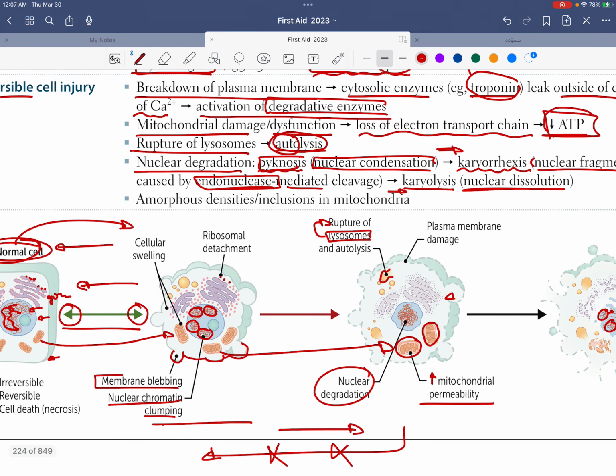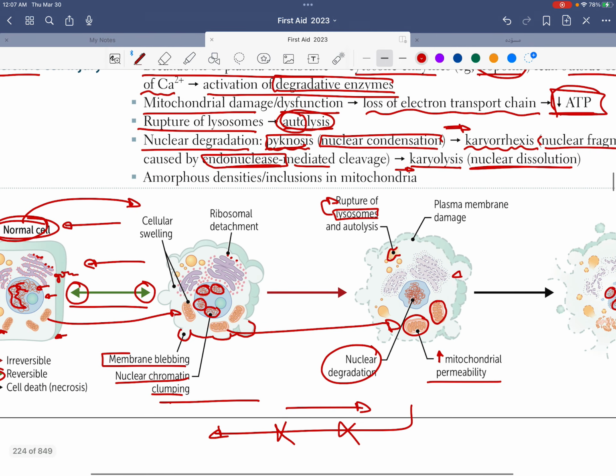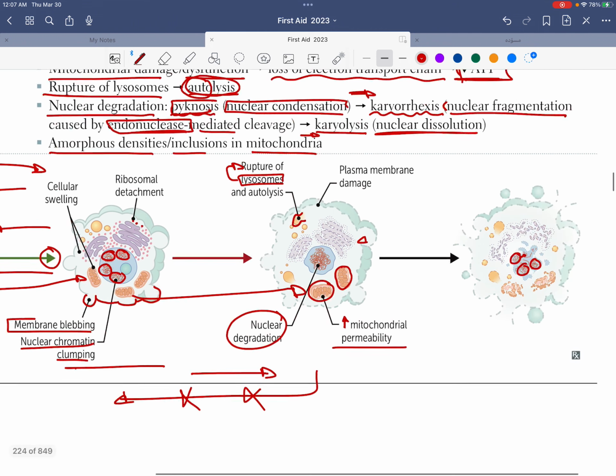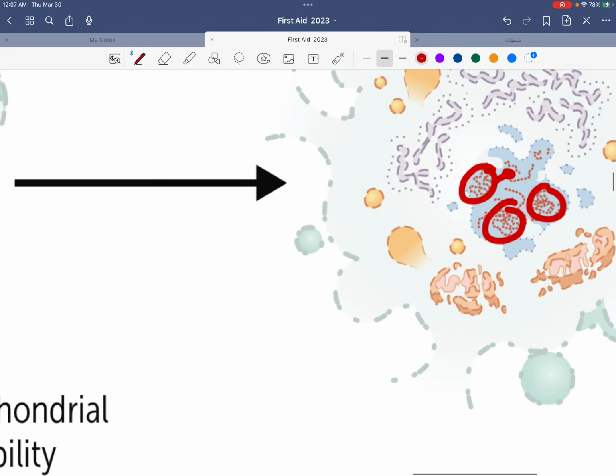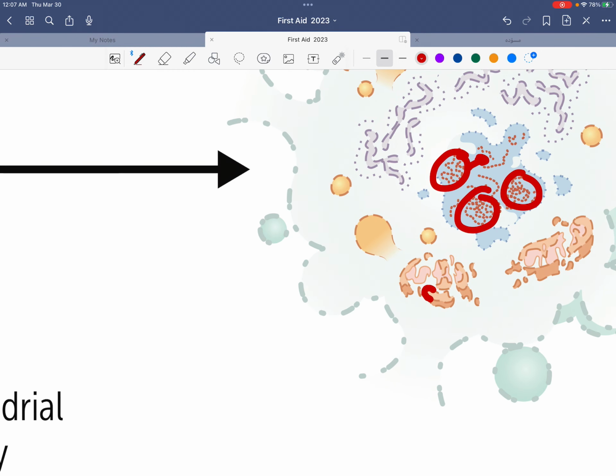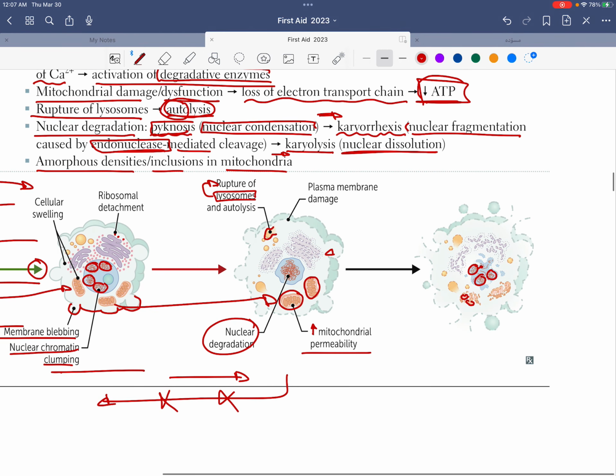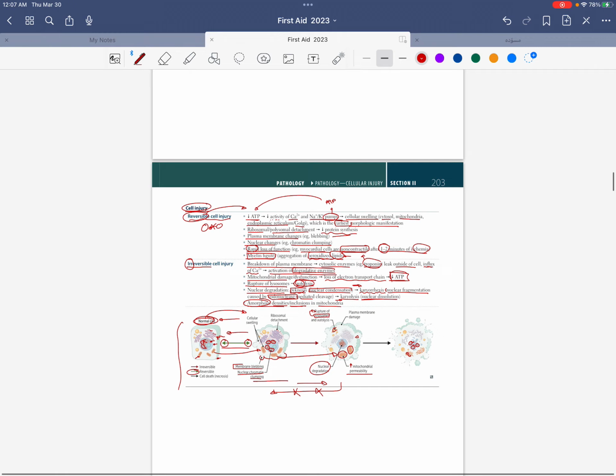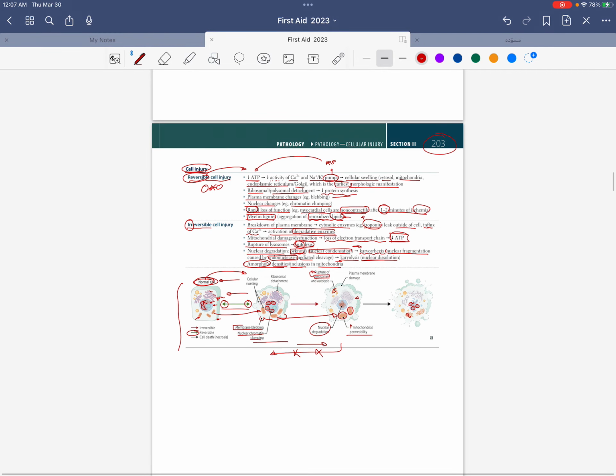The very last thing to see over here is the amorphous densities or inclusions in mitochondria. The mitochondria is going to have multiple levels of either too dense or too light inclusions within it. That's why there are amorphous densities or inclusions in the mitochondria. So that's for page 203.